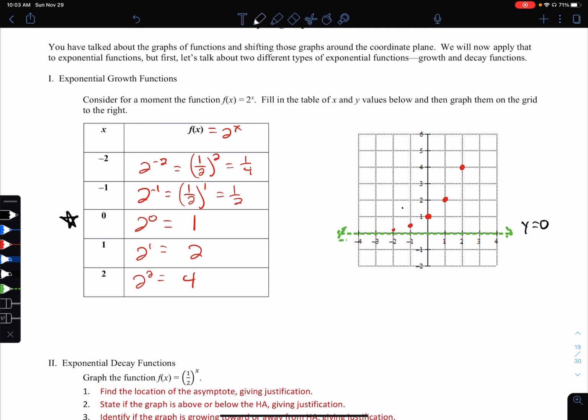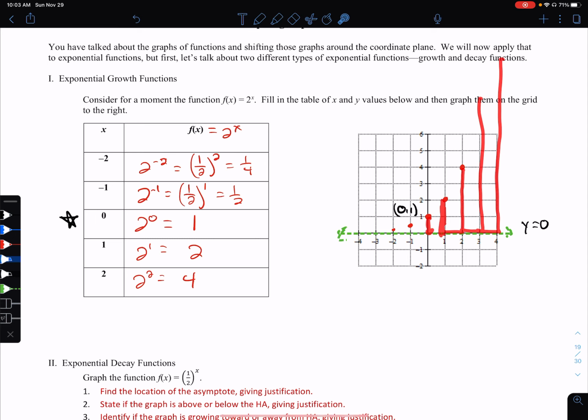Once we have that graphed, we use our base to find other points. This is assuming that there's no horizontal dilation, which I don't think we'll have any of those this year. Once you have your magic point (0, 1), you go to the right one. Since our base is 2, we double it. So instead of going up 1, we go up 2. Go to the right one, double 2, we go up 4. Go to the right one more, you're going to go up 8. Go to the right one more, you're going to go up 16.